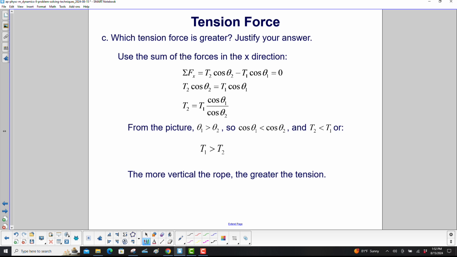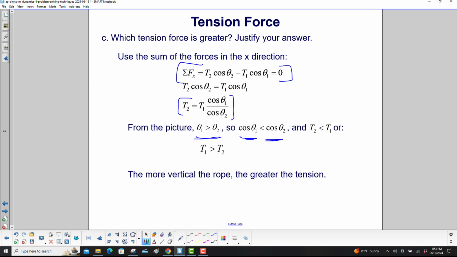Use the sum of the forces in the x direction. This way, we don't have to worry about the mg in the y direction. So we have T2 cosine θ2 equals T1 cosine θ1. So T2 is going to be equal to T1 times cosine θ1 over cosine θ2. The picture shows that θ1 is greater than θ2, which implies cosine of θ1 is less than cosine of θ2. So your numerator is smaller than the denominator.